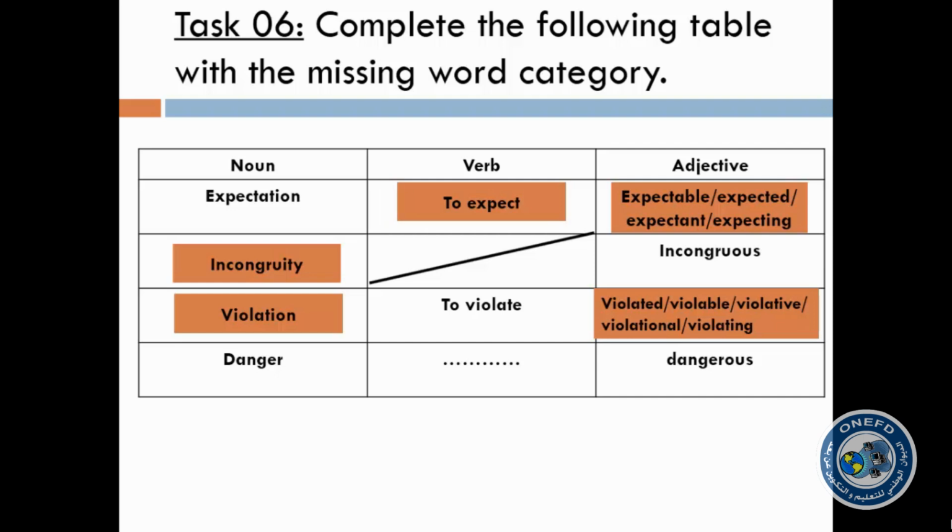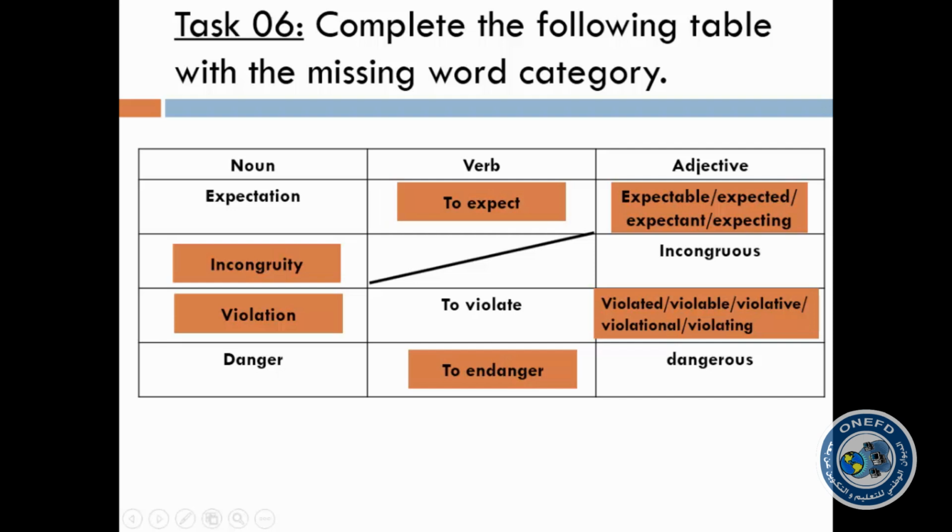So let's take a look at the verb for the noun danger and dangerous. So the verb is to endanger, and in order to make the verb from the noun danger, we added the prefix en-. So we add en- to the noun danger in order to make the verb to endanger.